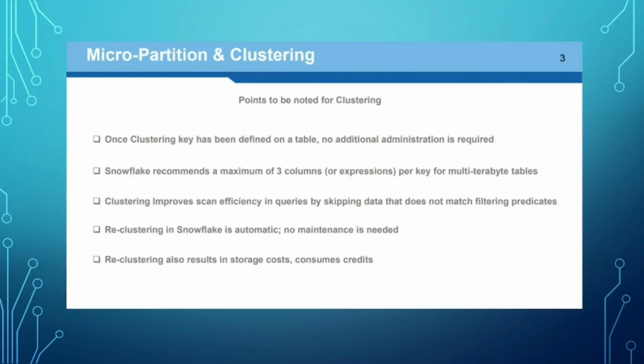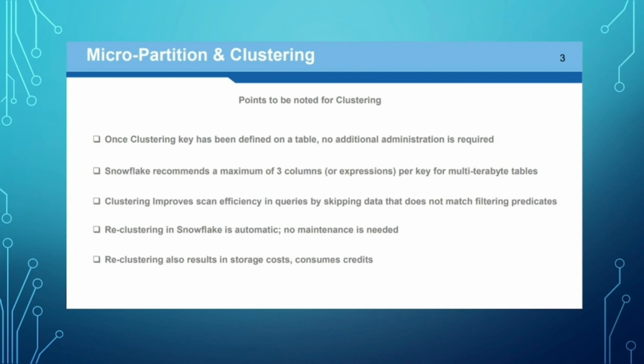Now let us check the key points to note for clustering. Once a clustering key has been defined on the table, no additional administration is required. All the administration activities will be taken care of by Snowflake. Snowflake recommends a maximum of 3 columns per key for multi-terabyte tables. This is for optimizing overall performance, and increasing the number of cluster keys might degrade your overall performance in a multi-terabyte table. Clustering improves scan efficiency in queries by skipping the data that does not match filtering predicates. We have already seen this in the last example.